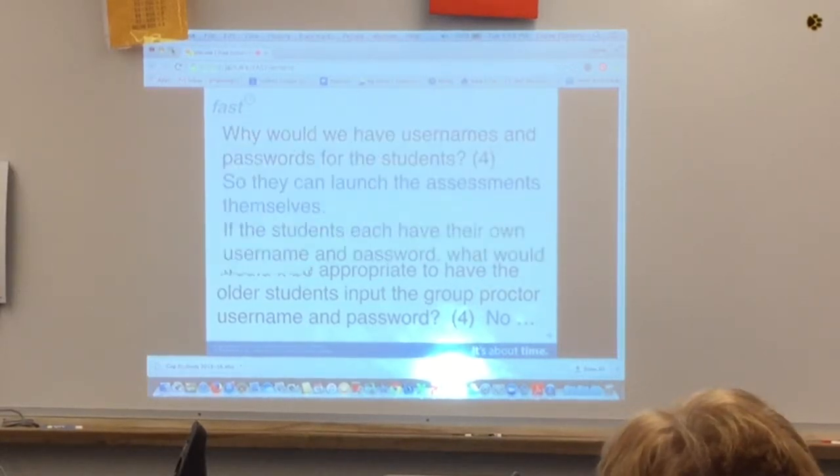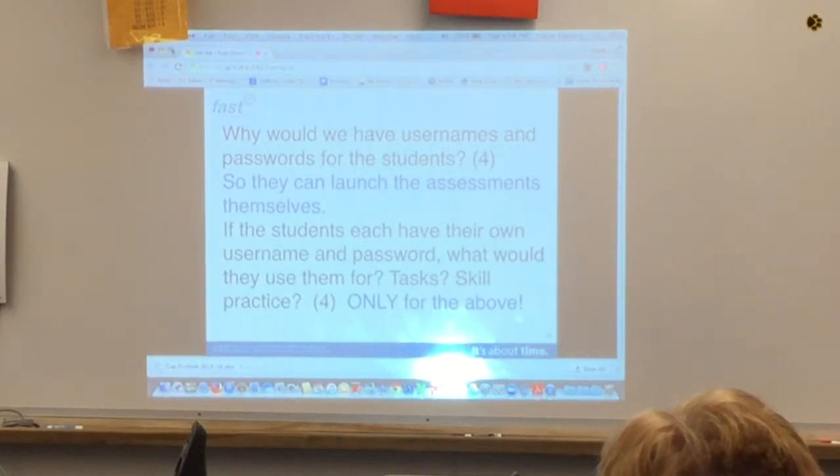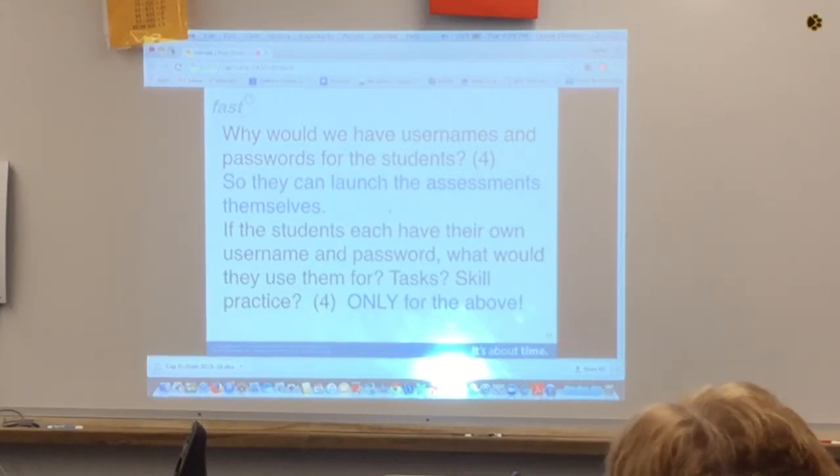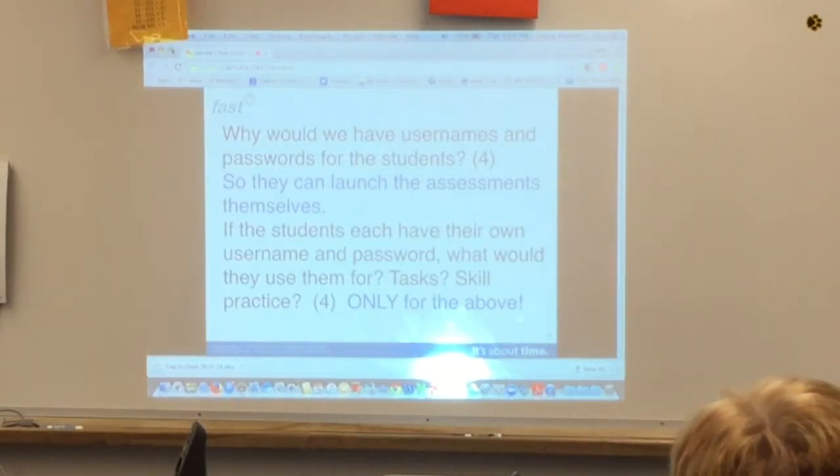And then the last question sort of deals with this as well. Why would we have usernames and passwords for the students? This is just so they can launch the assessments by themselves. You can send a bunch of kids to the computer lab, and they get on a computer, they get on the FastBridge site, they log in with a username and a password, and it launches the assessment that you want them to take without setting up a group proctor or having the teacher do this.